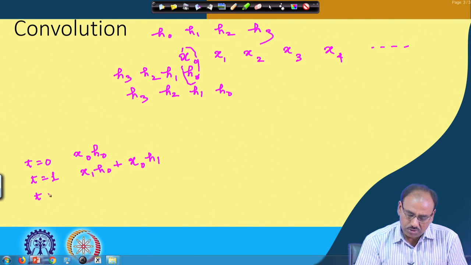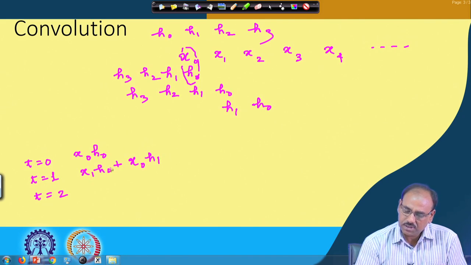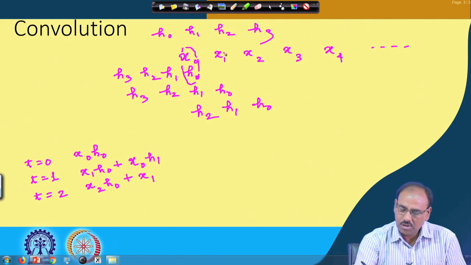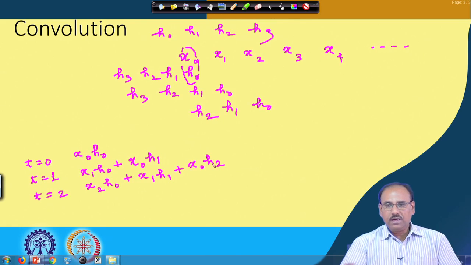Similarly, at time t equal to 2, h0 shifts over here, h1 shifts over here, h2 shifts over here. So, my output becomes x2 times h0 plus x1 times h1 plus x0 times h2, and it continues like this.